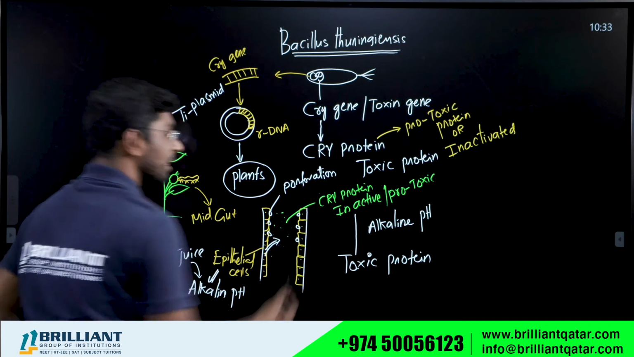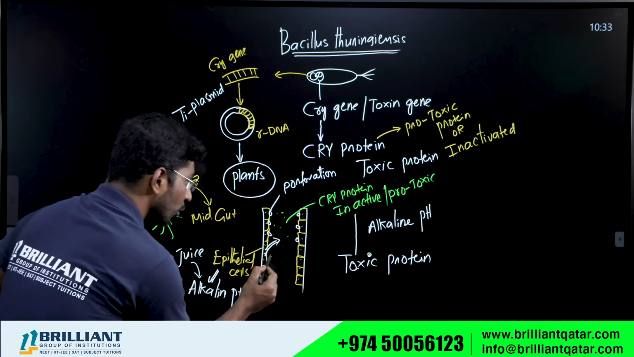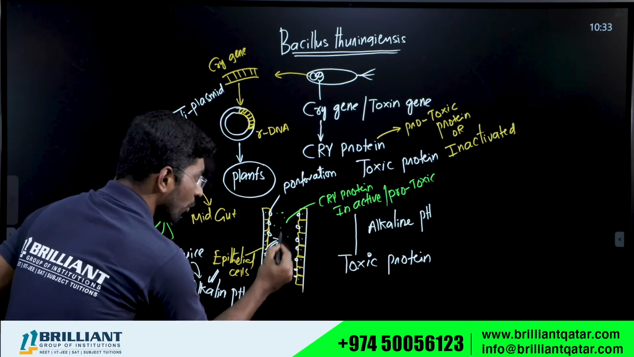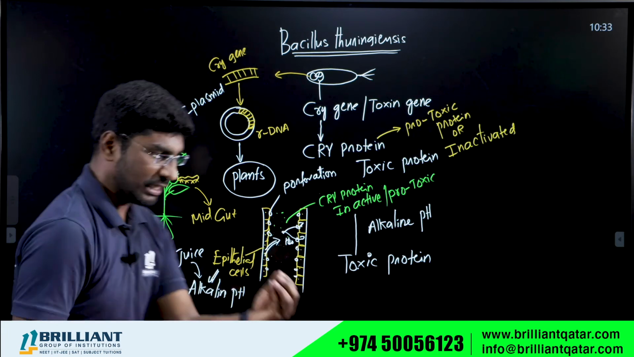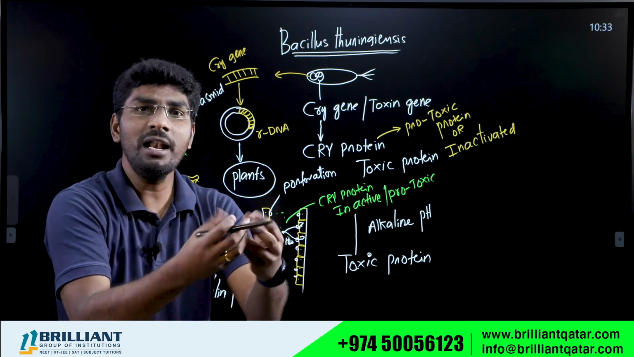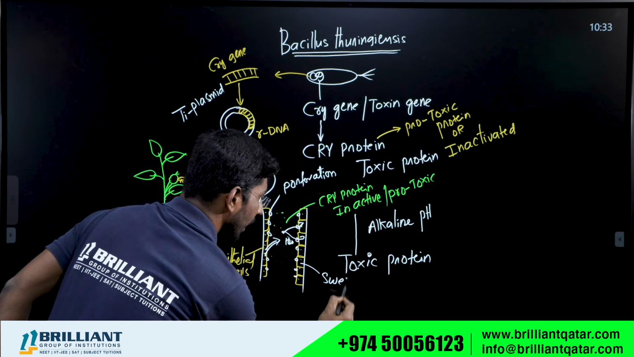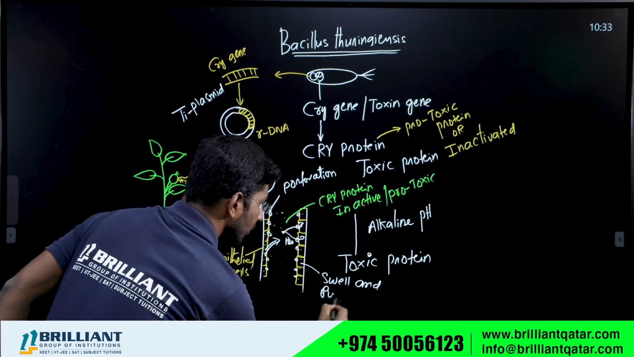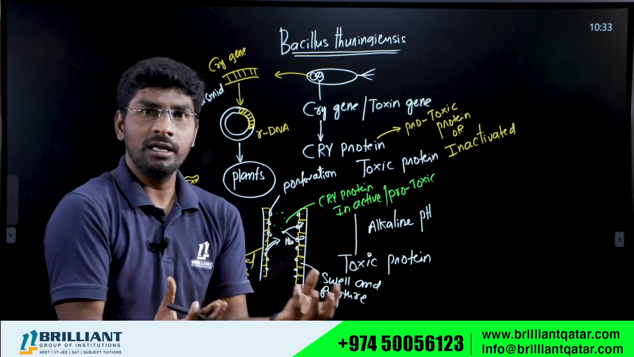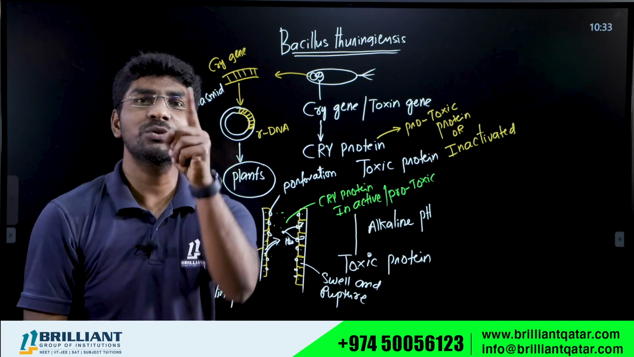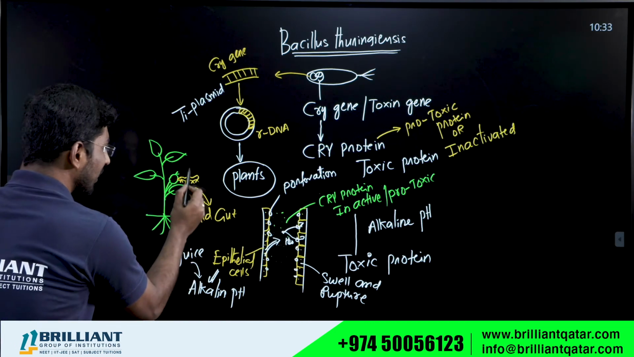That means hole formation. Small hole formation on the epithelial cells of this midgut of the insect. So here there is hole formation, or pore formation. Water enters into this epithelial tissue. Now this epithelial tissue swells, bursts, ruptures. When the epithelial cells swell and rupture, the alimentary canal is damaged and the insect will die. The caterpillar will die.